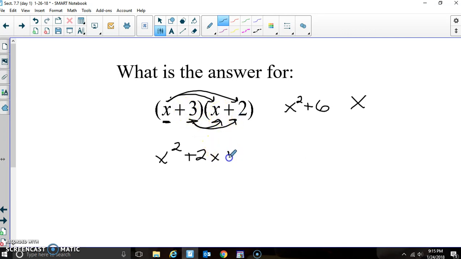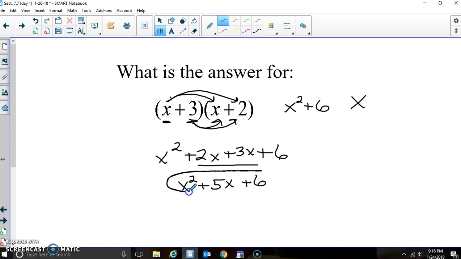3 times x is 3x. 3 times 2 is plus 6. Those two middle terms can be added together. 2x plus 3x is 5x, plus 6. That is the final answer for that one.